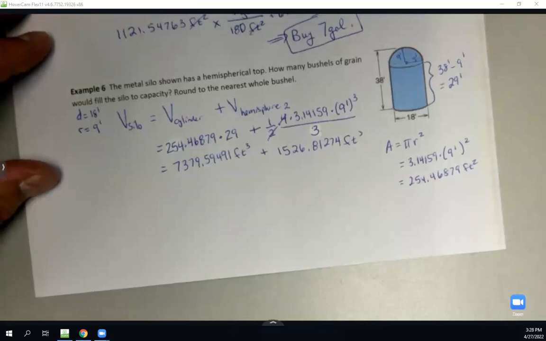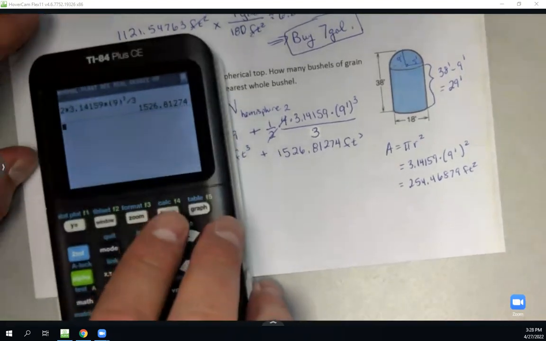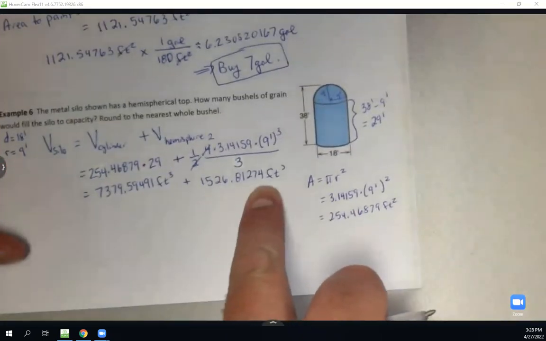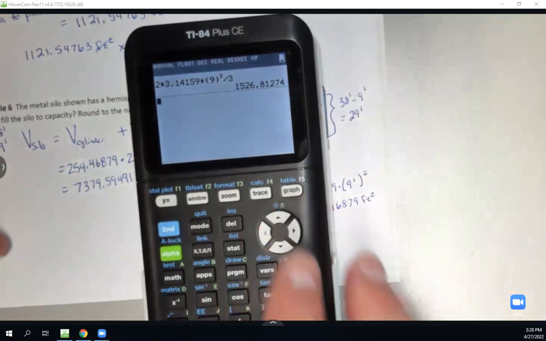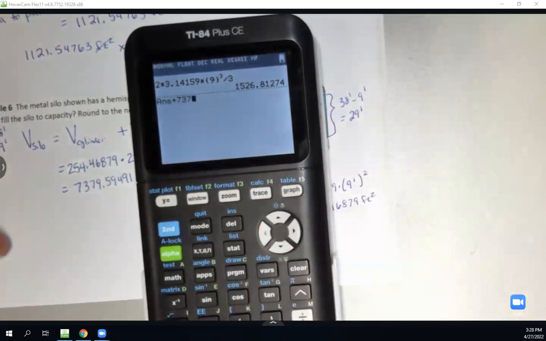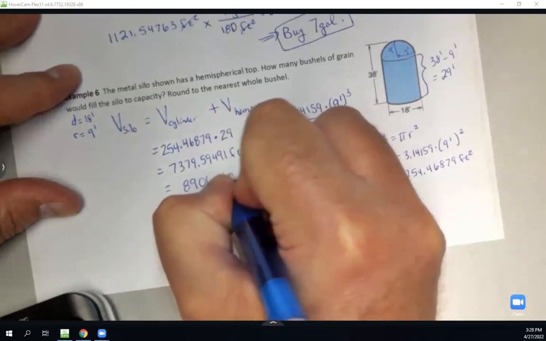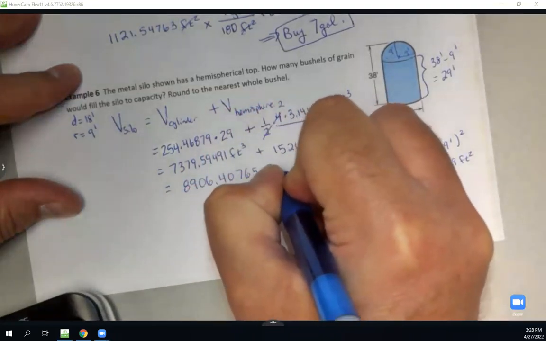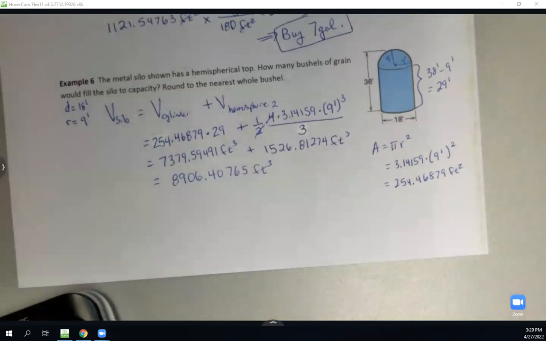You buy that? So if I add those two things together, well, I've got the 1,526.81274 in my calculator already. So I'm going to just leave that there, and I'm going to add the 7,379.59491. So that's 8,906.40765 cubic feet. Is that okay? So that's the volume.